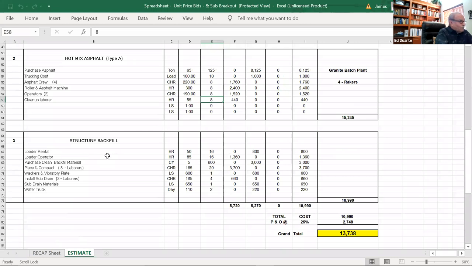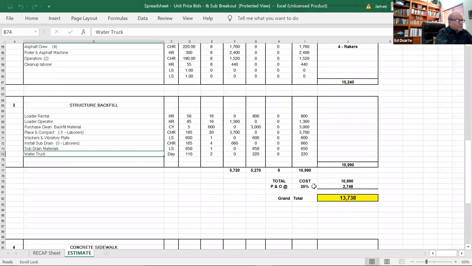Under structure backfill, same principle, same process. Loader rental, loader operator, purchase clean backfill material, place and compact, some whackers and vibratory plate, install the subdrain material, and a water truck. Same principle that I just went through on the asphalt, and I come up with $10,990. I'm showing this little short example on the bottom to show how, if you were bidding one item as a sub, you can put your profit and overhead at 25% or 30% or whatever you want. And there's your bid. So there's my cost, and I want to be paid 13 grand to do the structure backfill.